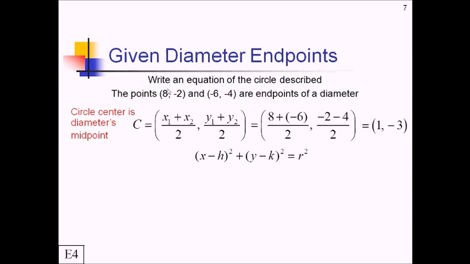We're going to have then 8 minus 1, and then negative 2 plus 3 minus negative 3, all of those things squared, equals r squared. So this is going to be 7 squared and 1 squared, or 49 plus 1. So r squared then is going to be 50. Plugging it all back in, we've got x minus 1 squared plus y plus 3 squared equals 50.